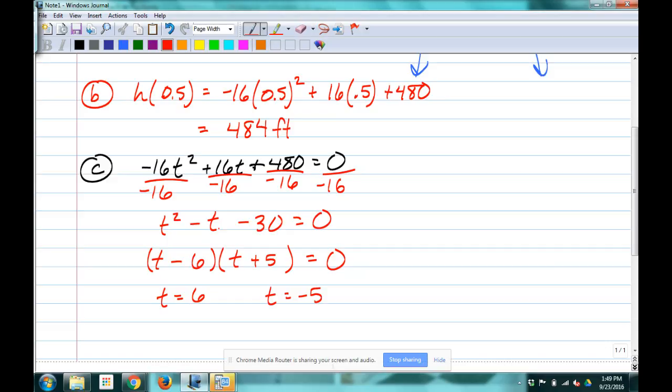Which one of those is not possible? Why is negative 5 not possible? Well, it's not. That t is time. So negative time would be Back to the Future kind of stuff where you're going back in time, and we ain't figured that out yet.